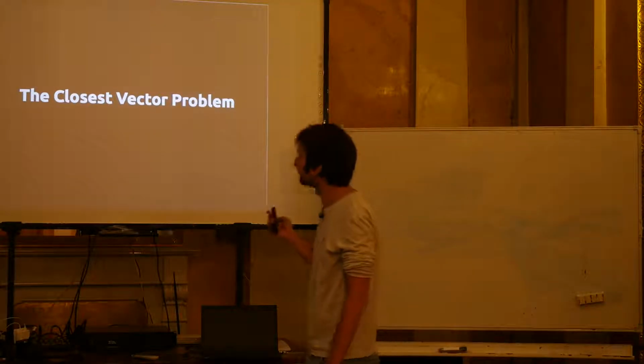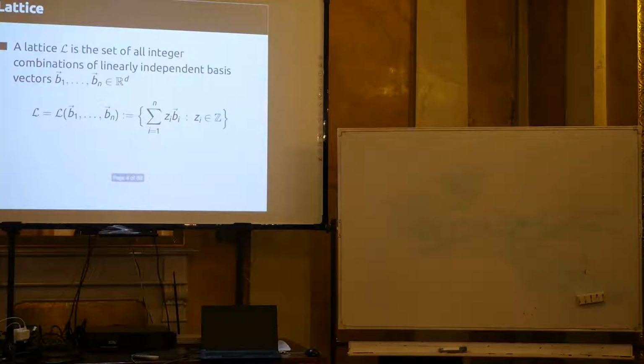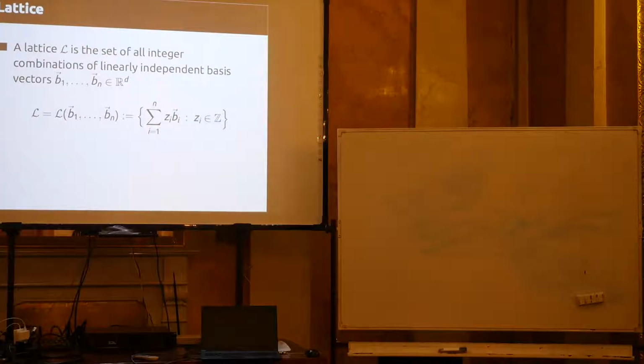Okay, so in order to define the closest vector problem, CVP, I will first introduce lattices. So by lattices, we will mean the following structure. Say you give me n vectors in some Euclidean space, and then a lattice is just an infinite set of points, which are integer combinations of these vectors. I'll show you an example in a second. You can take the first vector plus 3 times the second vector and so forth. It's a set of all integer combinations of those vectors.